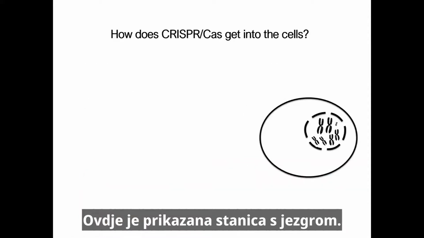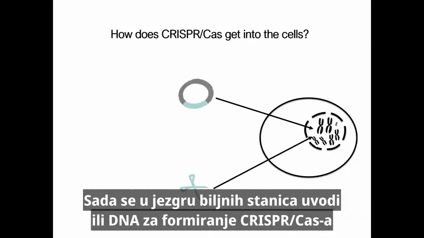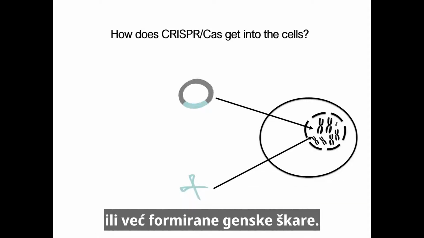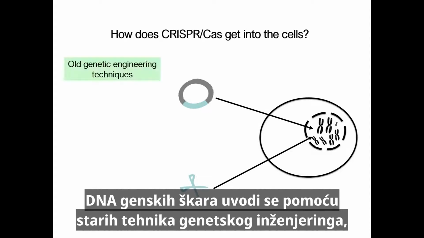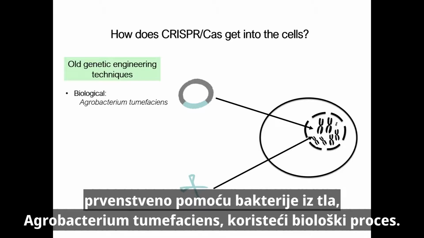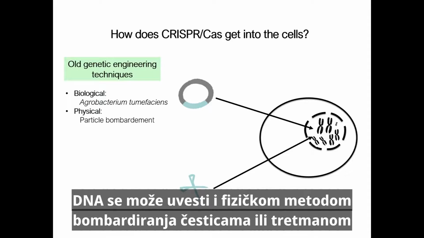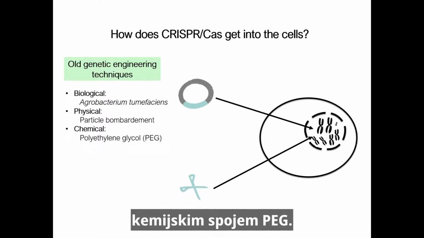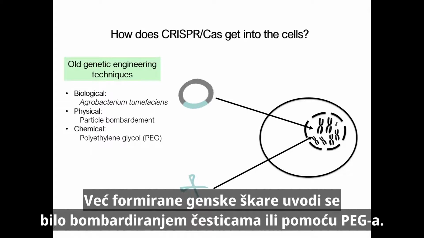A cell with a nucleus is shown here. Either the DNA for forming CRISPR-Cas or the already formed gene scissors are introduced into the cell nucleus of the plant cells. The DNA of the gene scissors is introduced using the old genetic engineering techniques, primarily with the help of the soil bacterium Agrobacterium tumefaciens in a biological process. The DNA can also be introduced by the physical method of particle bombardment or by treatment with the chemical component PEG. Already formed gene scissors are introduced either by particle bombardment or by PEG.